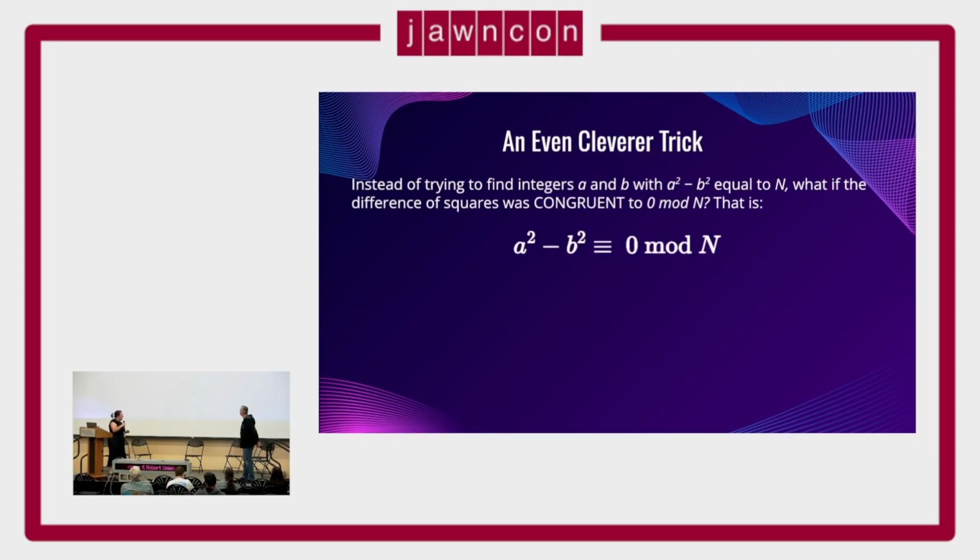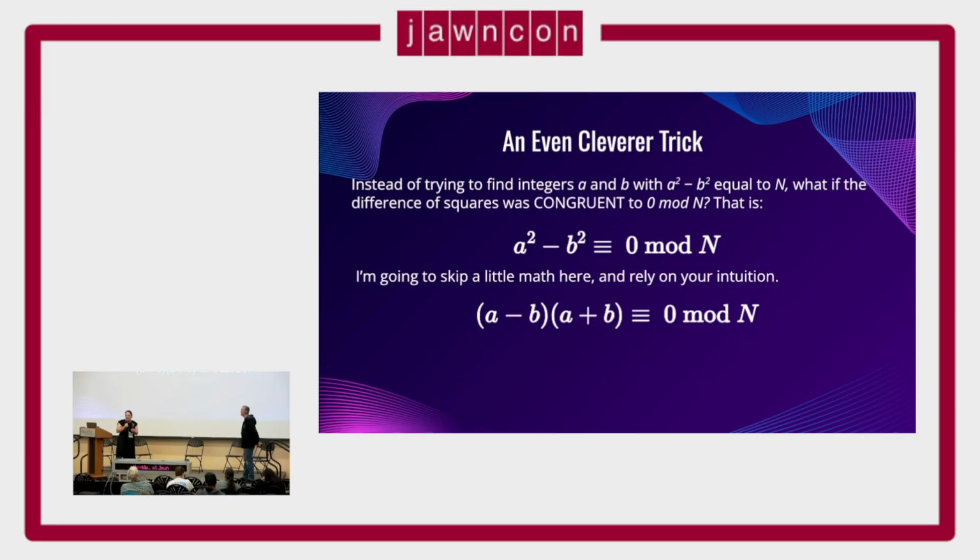But that only gets you so far. Now we have to punt to one more even cleverer trick. Instead of trying to find these numbers where you have equality, what if instead they were congruent to 0 mod n? So we're going to generalize just a little bit. I'm skipping a little math here, but I want us to try to develop some intuition for why this matters. If you have this difference of squares that you can write this way, and it's equivalent to 0 mod n, and if it's 0, that means n divides it, right? There's no remainder.